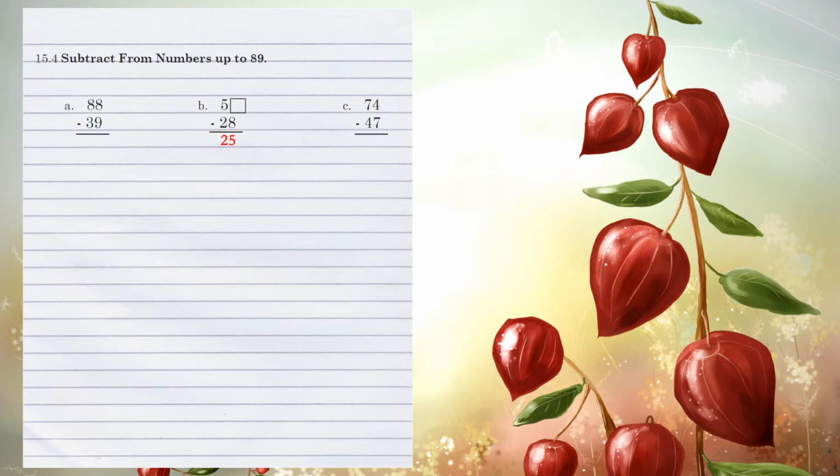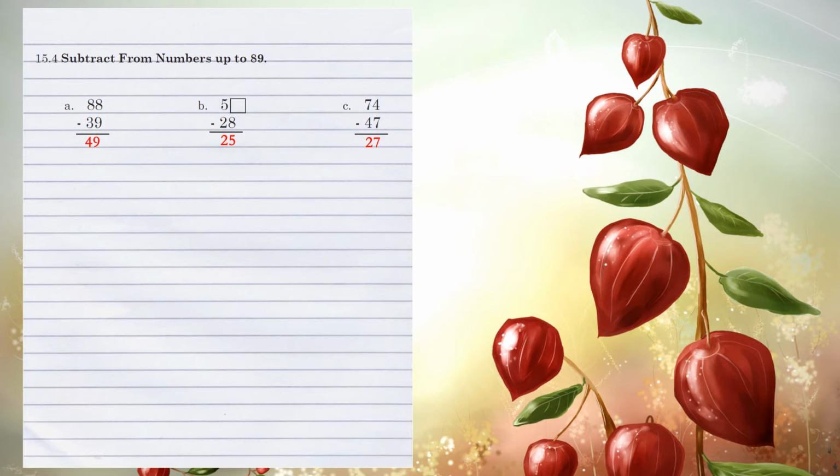Unit 15.4, subtract from numbers up to 89. Let's look at example A. 88 minus 39. You cannot subtract 9 from 8. So here we go borrowing. The 8 is going to become a 7. You take that 10, add it to the 8 to make it 18. Now we can subtract. 18 minus 9 is 9. 7 minus 3 is 4 for an answer of 49.